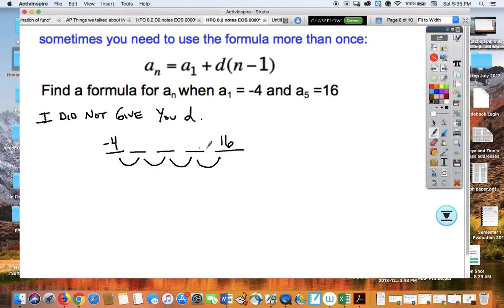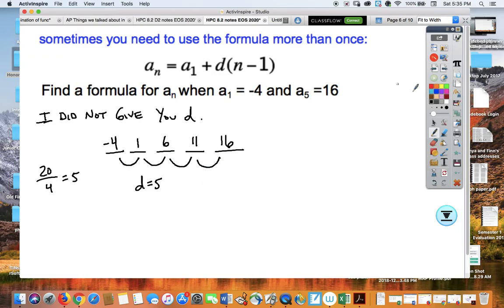The distance from -4 to 16 is 20. And I have to make that distance in 4 jumps. 20 divided by 4 is 5. So that means that that's my common difference. -4 plus 5 would be 1. Plus 5 more is 6. Plus 5 more is 11. Plus 5 more is 16. So that common difference is 5. That's one way to do it, kind of just figuring out how many jumps you have to make.